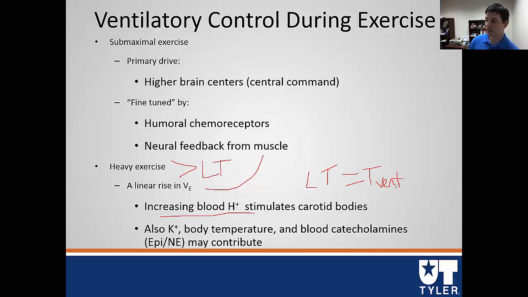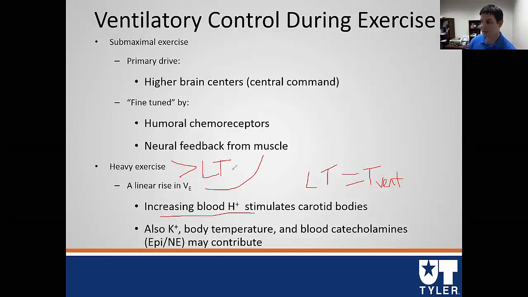Right? Because of this very tight coupling, it's believed that the major mechanism controlling the rate of ventilation during heavy exercise comes from the increase in acidity in the blood, which stimulates the carotid bodies, which then talk back to the medulla, and the medulla then sends messages in order to increase the rate of ventilation.